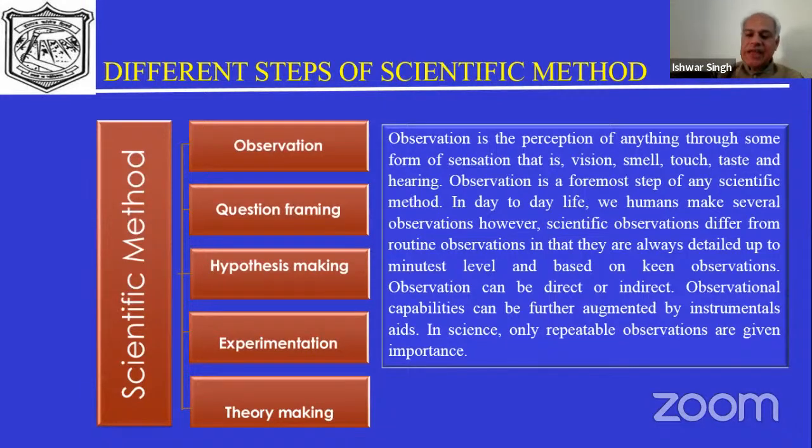And as far as scientific observations are concerned, in science we always give preference to those observations which are repeatable. If something is repeating again and again, that is having value. If some observation is not repeatable, then such type of observation has no value.